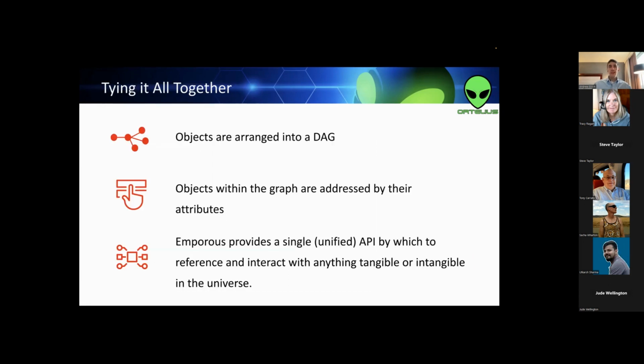So how do we tie everything together? Basically, all the objects are arranged into a DAG. We go ahead and we address different resources within the graph by their attributes, and Emporous makes available a single unified API in which to reference and to interact with anything tangible or intangible in the universe.